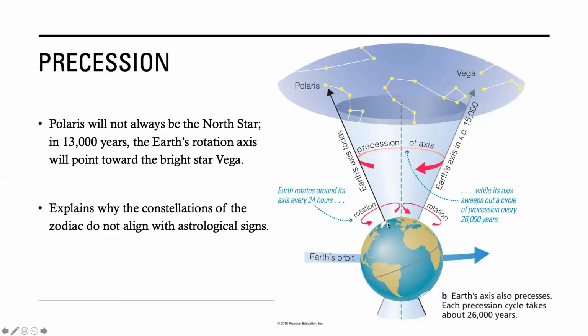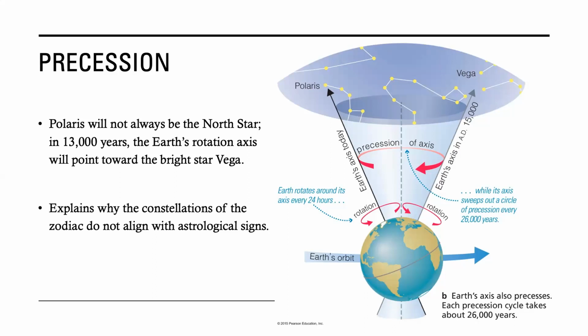So Earth's axis is tilted, but the direction of the tilt changes. Right now, our rotational axis points towards Polaris, right? Which is why we call Polaris the North Star. But any star can be the North Star if it lines up with Earth's north celestial pole.